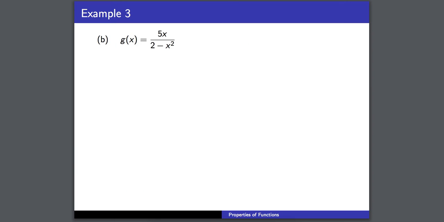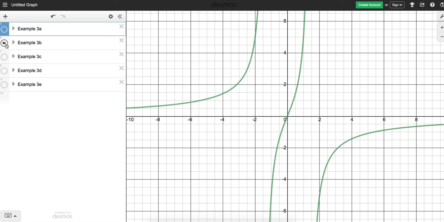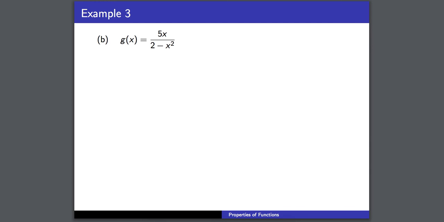All right, example B, we have g of x equals 5x over 2 minus x squared. So now we put an x in the numerator. Let's see what happens there. Let's get a visualization of this first. It definitely doesn't appear that the left half of the y-axis is the same as the right half. But maybe if we flip it over the y and then flip it over the x, or vice versa, that would be an example of an odd function.